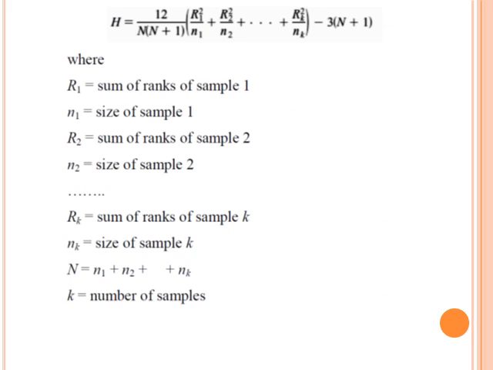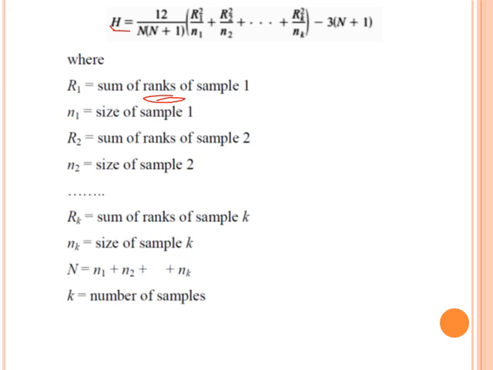Here is the Kruskal-Wallis formula, which is called the H formula, equal to 12 over n times n plus 1, multiplied by R1 squared over n1 plus R2 squared over n2 plus all the way up to Rk squared over nk, minus 3 times n plus 1, where R1 is the sum of the ranks for sample 1, so we will use the ranks.